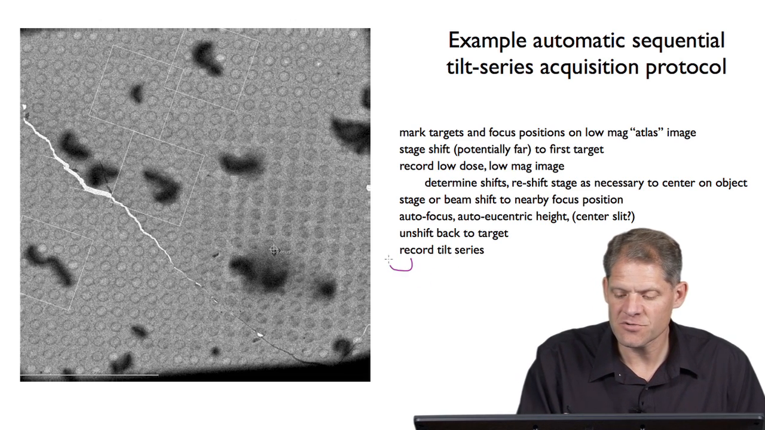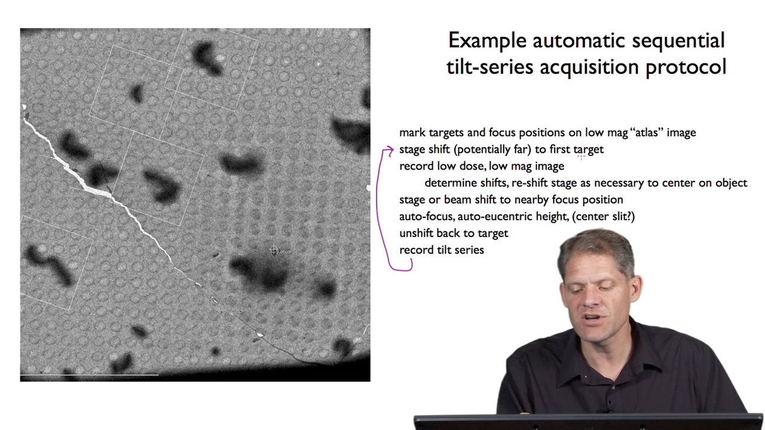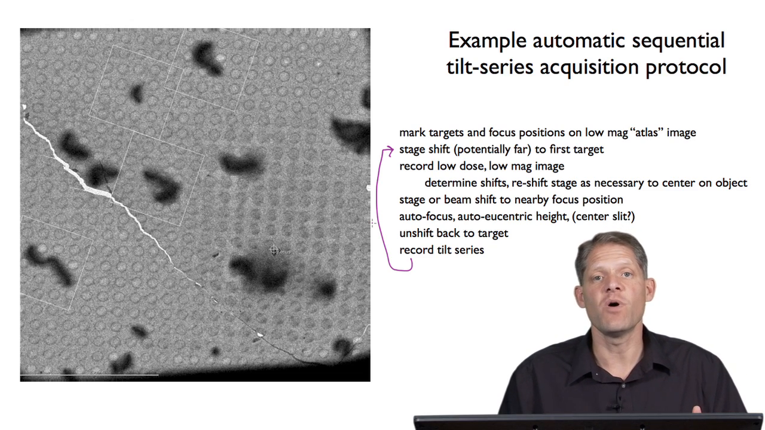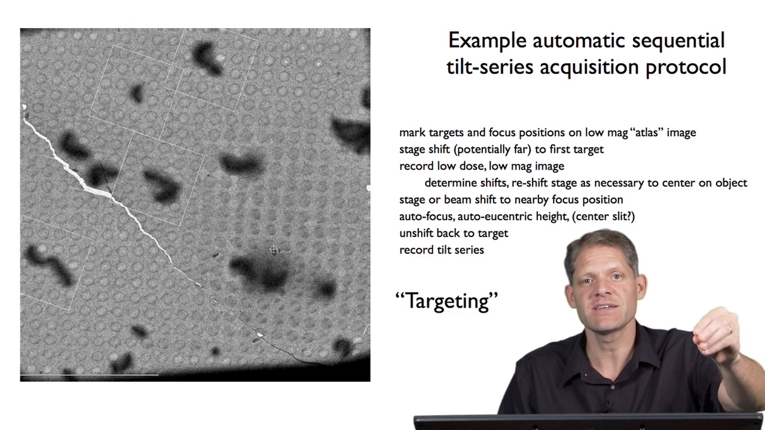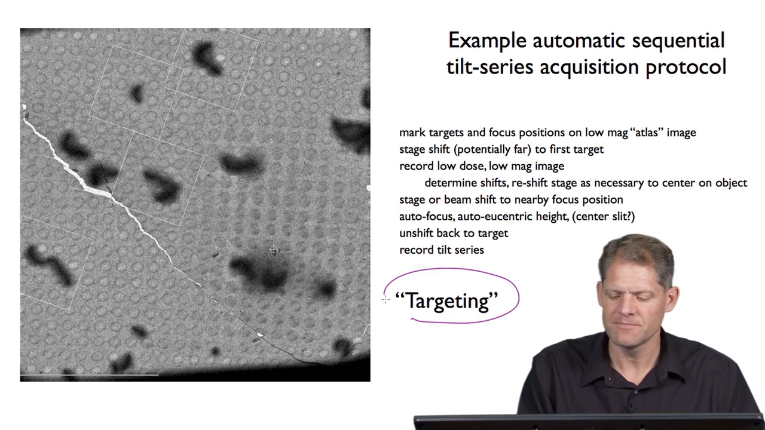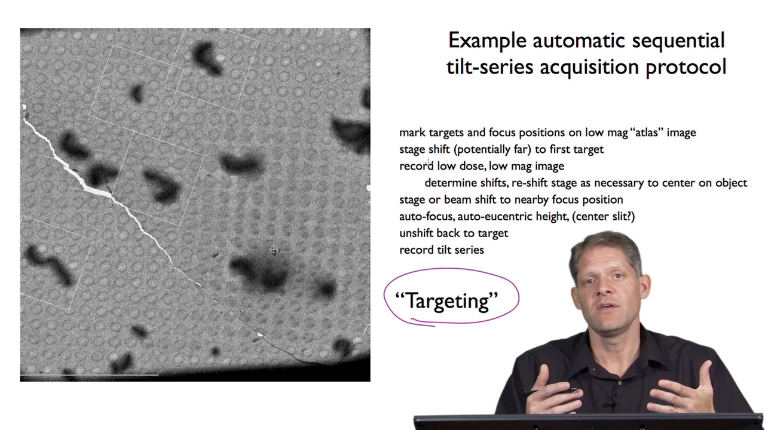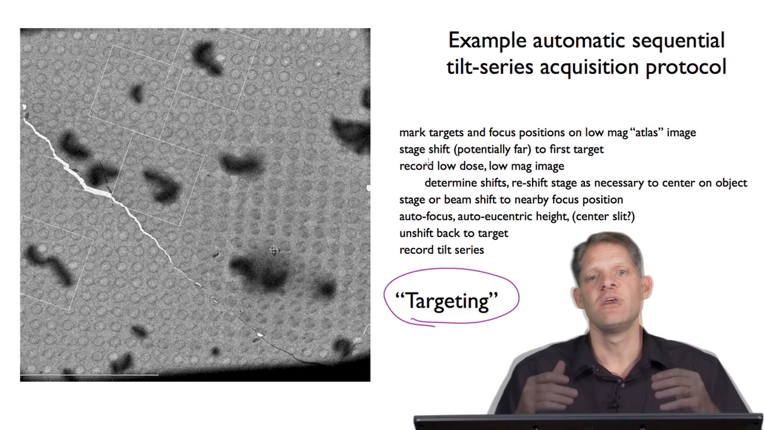After the tilt series is recorded, you go back to stage shift to the next target in the list, and you repeat for as many targets as you want. And we call the process of going from one target to the next targeting, using software to automatically target and track objects of interest during a tilt series.